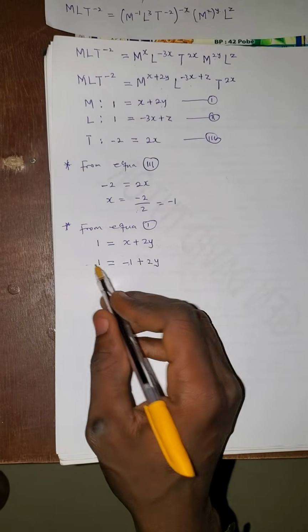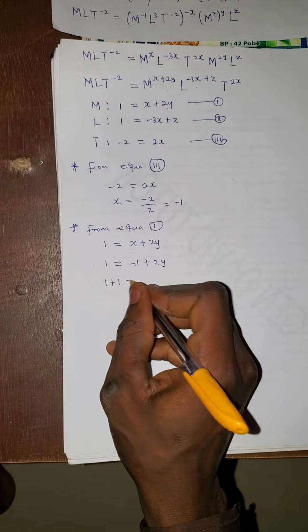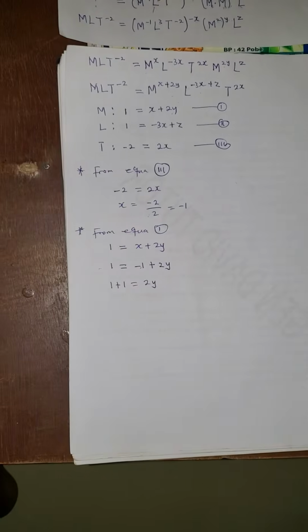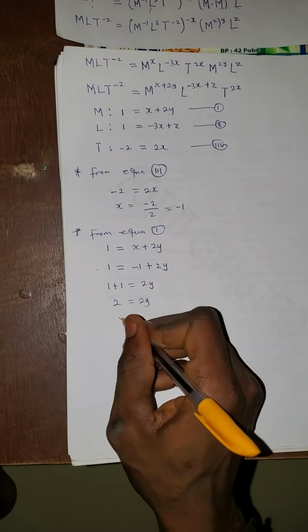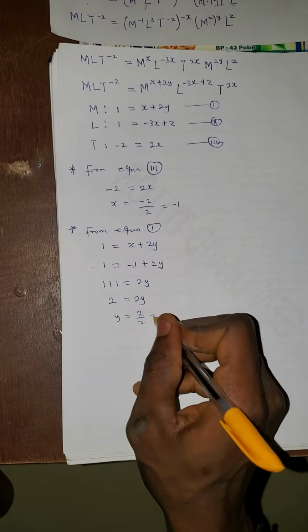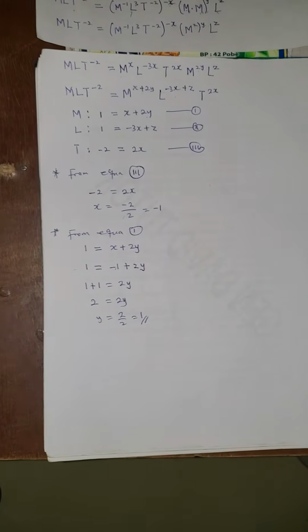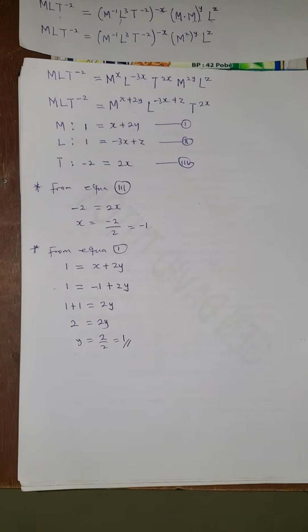If you take this minus 1 to this side, it becomes 1 plus 1 equals 2y. 1 plus 1 is 2. So 2 equals 2y. So y would now be 2 over 2, which is 1. So y is 1. X is minus 1.